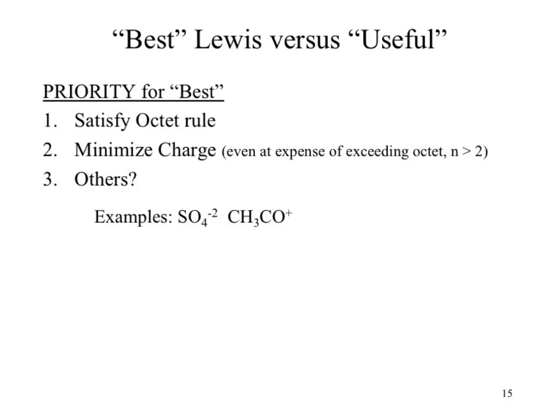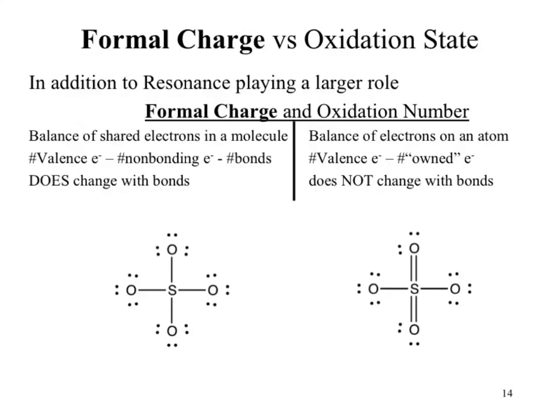So best Lewis versus useful. Our useful, let's see if I can get this right, is our first least worst Lewis structure. Okay? So it's not the absolute worst one, but not the best one. Okay? That's going to be our useful Lewis structure. The best Lewis structure has to follow these certain rules for it being best. The primary rule is satisfying the octet, which is why when we go back to our Lewis structures for sulfate, okay, the one on the left is not our best Lewis structure. The one on the right is.